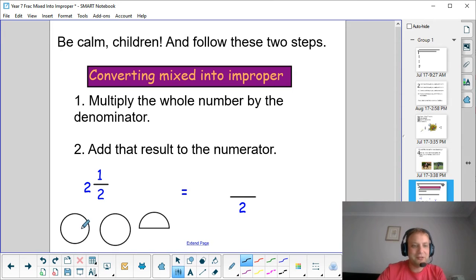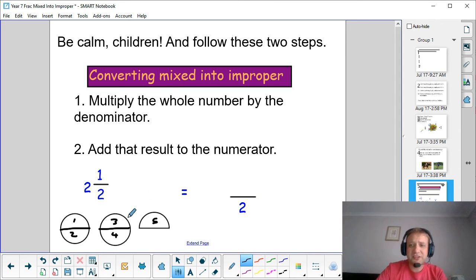We need to chop these wholes in half. All right, so that one's in half, that one's in half, and now all you really have to do is count up your halves. All right, we've got 1, 2, 3, 4, 5. So we can say that 2 and a half is the same thing as having 5 halves.